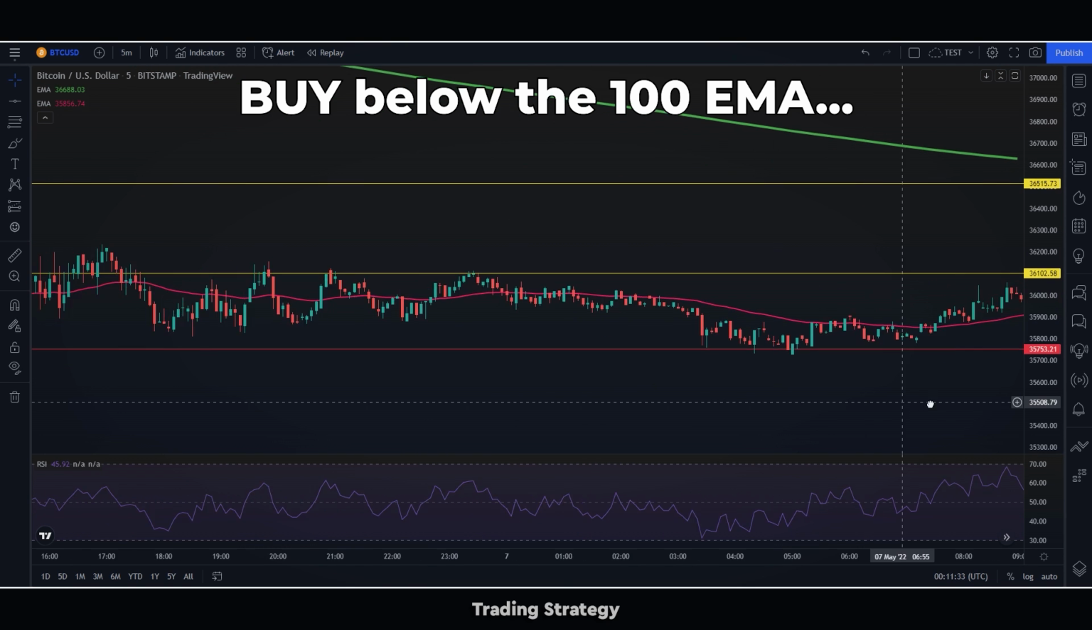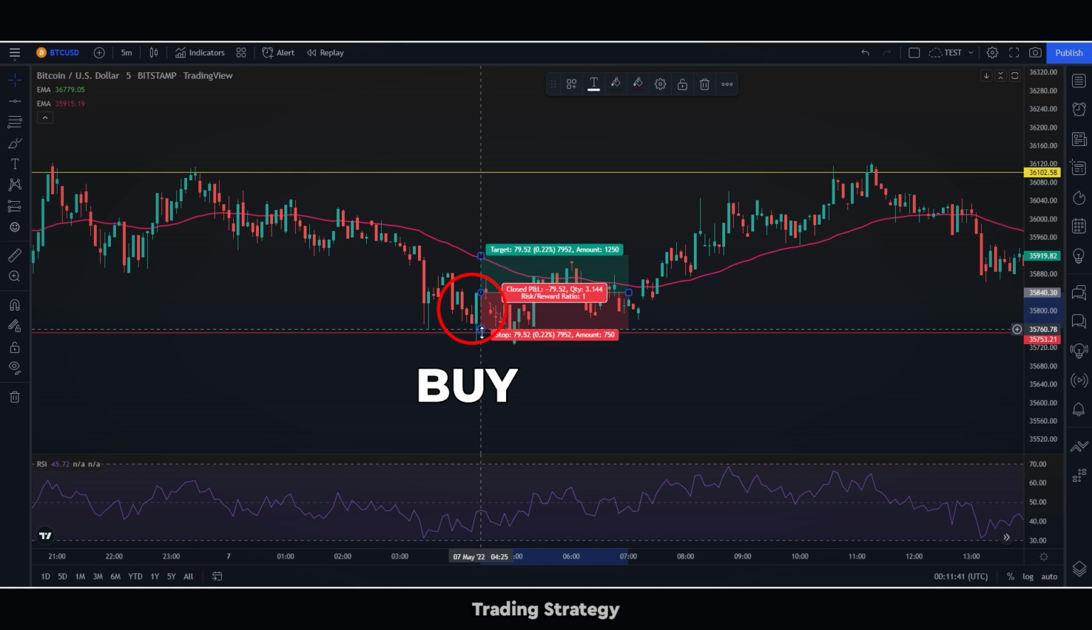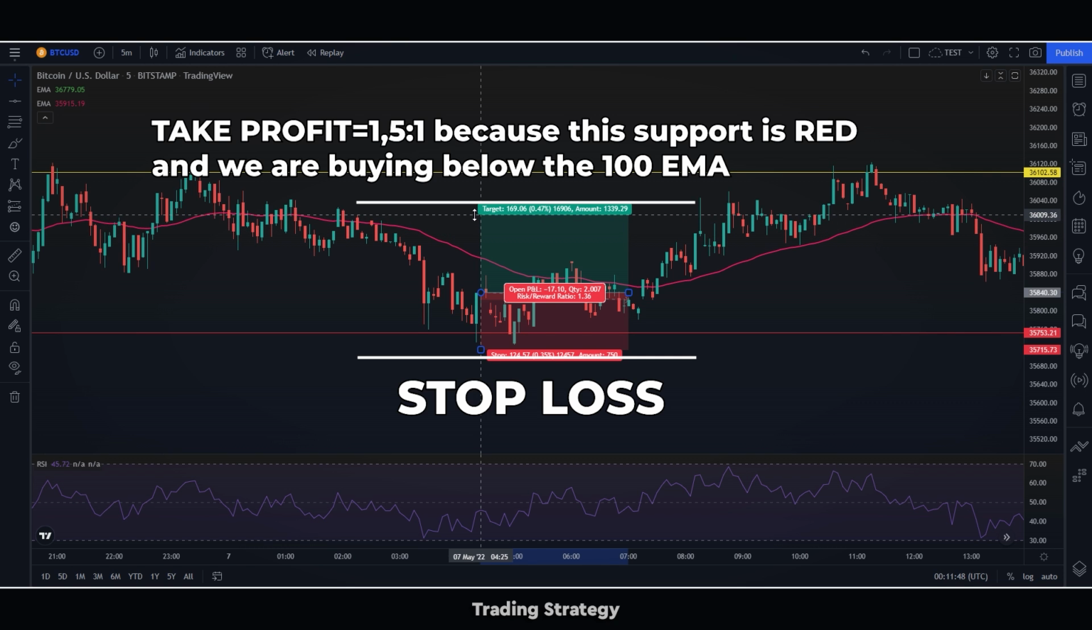In case the price is below the EMA of 100, we can also open buy trades, but with a risk-benefit ratio of 1.5:1 on the red supports or a risk-benefit ratio of 1:1 on the yellow supports. Although, of course, operating in this way is a little more risky.